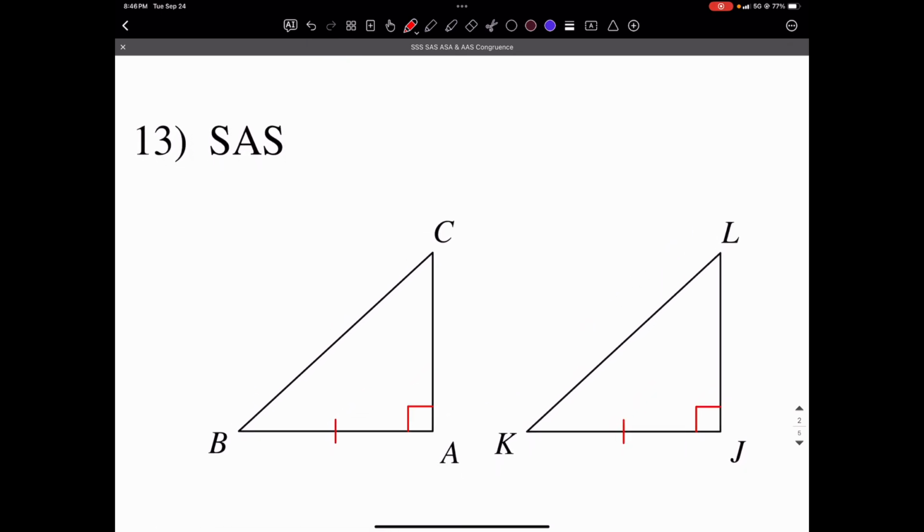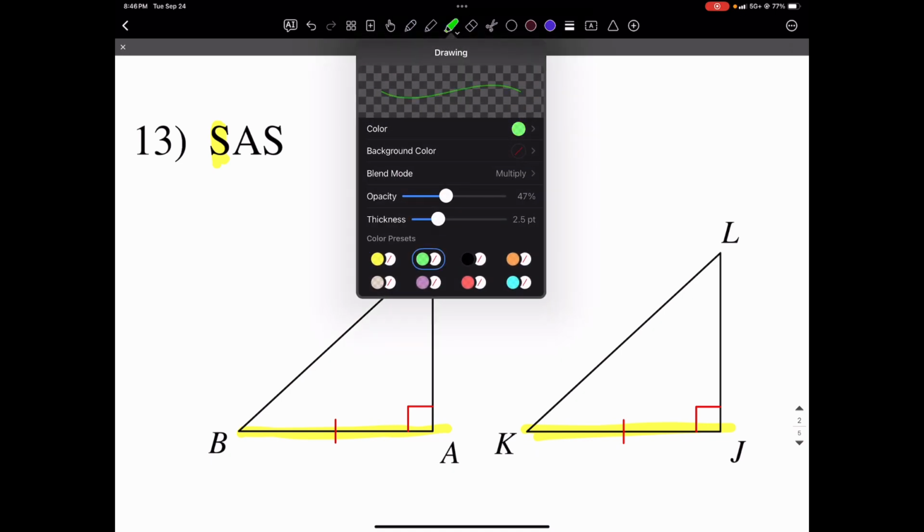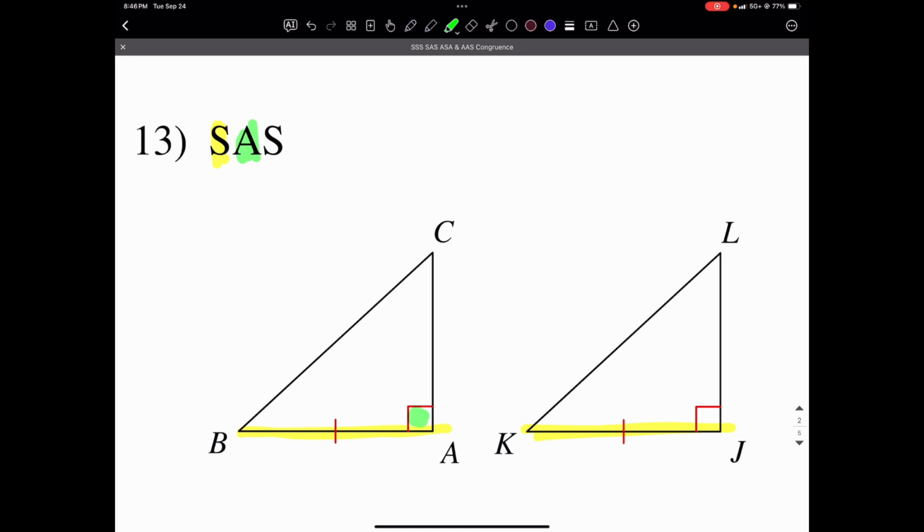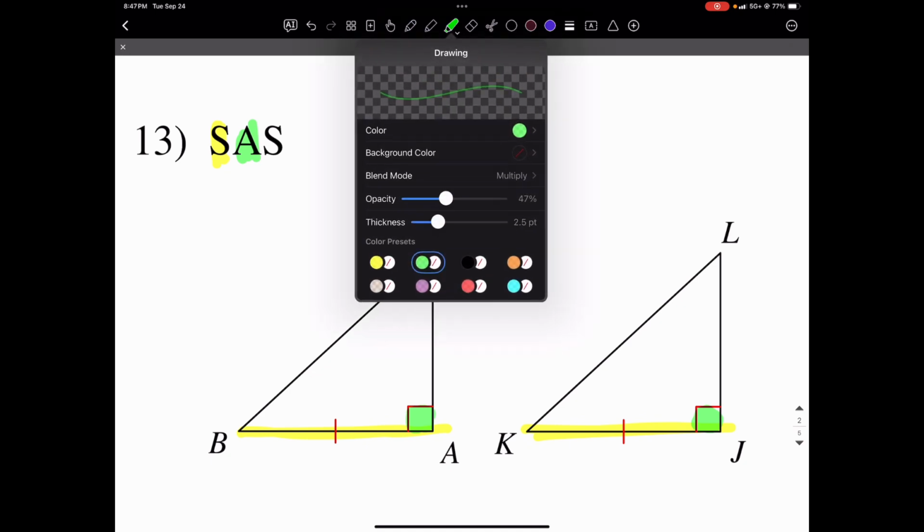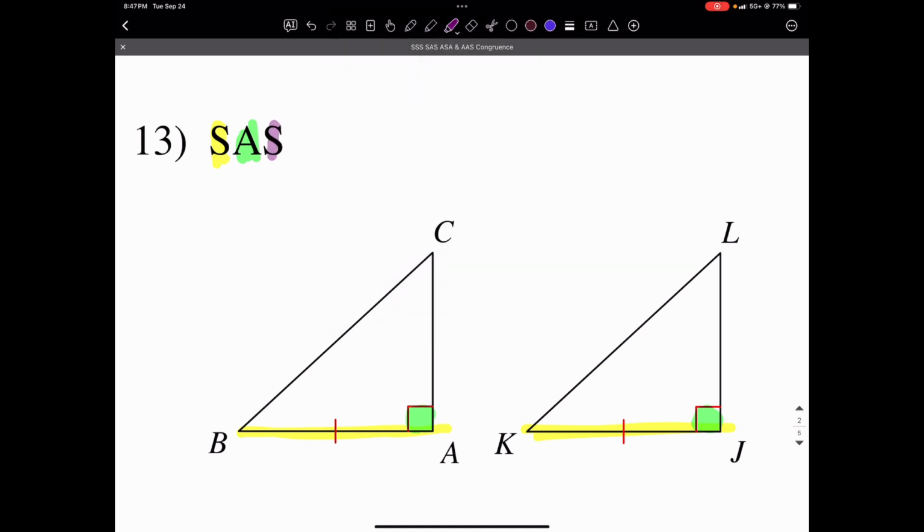Number 13, side, angle, side. So let me go ahead and get my highlighter. First one, we have a side. It's given. It's this side here at the bottom. The next thing is our angle. We have an angle. It's the square, these right angles. So then what we're missing is that second side. And it would have to be this side here that helps encapsulate that angle, right? So what would that be?